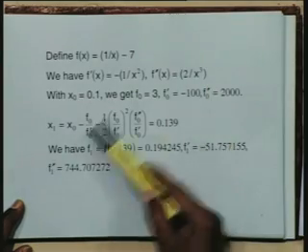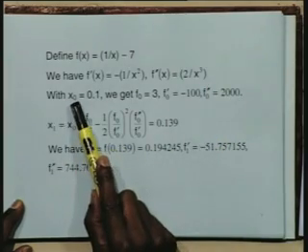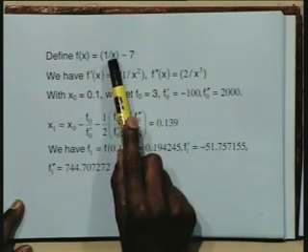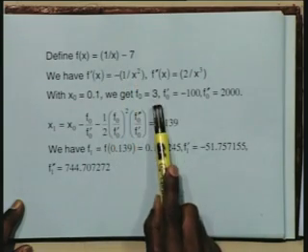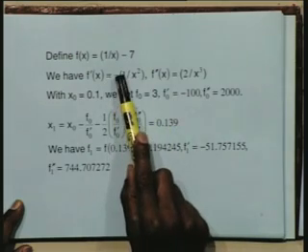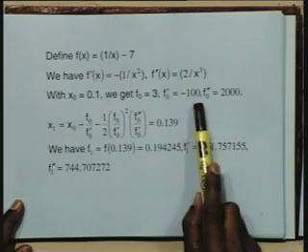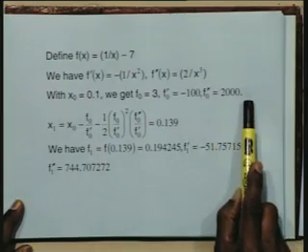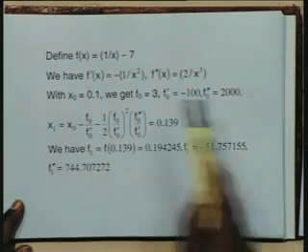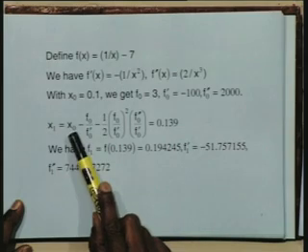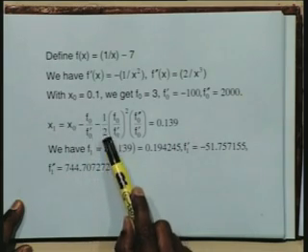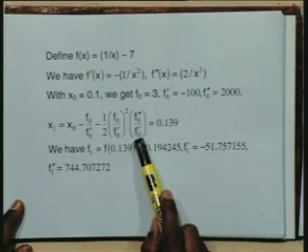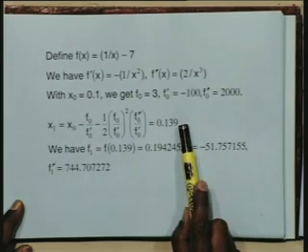Now the remaining thing is simple computation. So I take x naught equal to 0.1, and I find f naught, that is 1 by 0.1, that is 10 minus 7, that is 3. f0 prime is 1 upon 10 to the power minus 2, that is minus 100, and f0 double prime is 2 upon 10 to the power minus 3, that is 2000. So I just substitute this in the formula that we have written here: x0 minus f0 by f0 prime minus half of f0 by f0 prime whole square into the second derivative by f0 prime. I compute this and get the value.